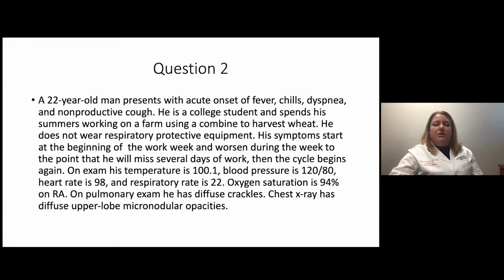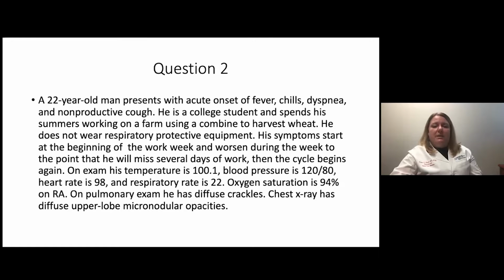So question 2, we have a 22-year-old man with the acute onset of fever, chills, and dyspnea, and he also has a cough. He's a college student who spends his summers working on a farm harvesting wheat. He doesn't wear any mask or respiratory protective equipment. His symptoms start at the beginning of the work week, and then they begin to get worse and worse. Then he misses a few days of work, and then he'll go back, and the cycle begins again.